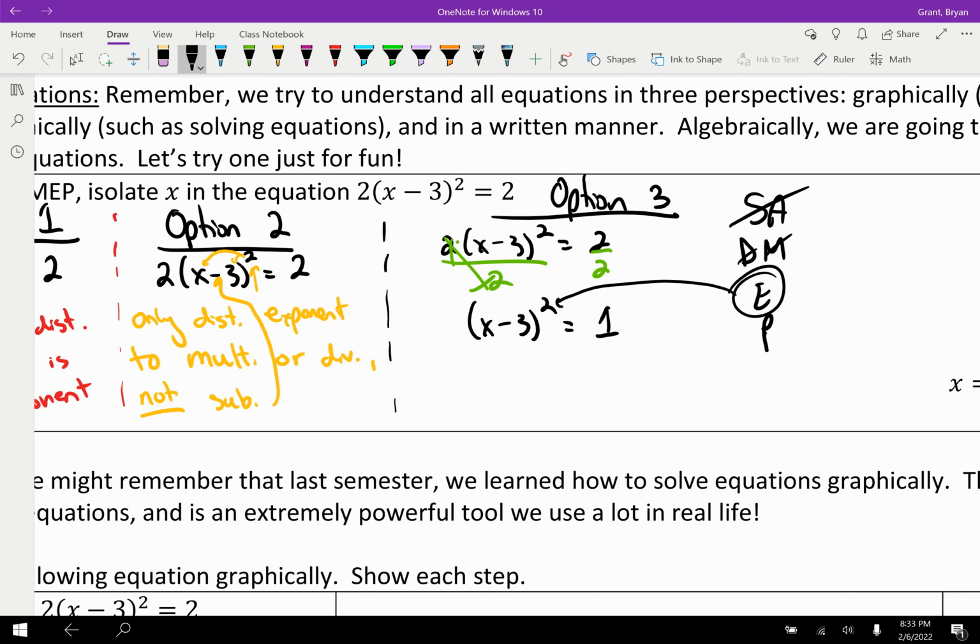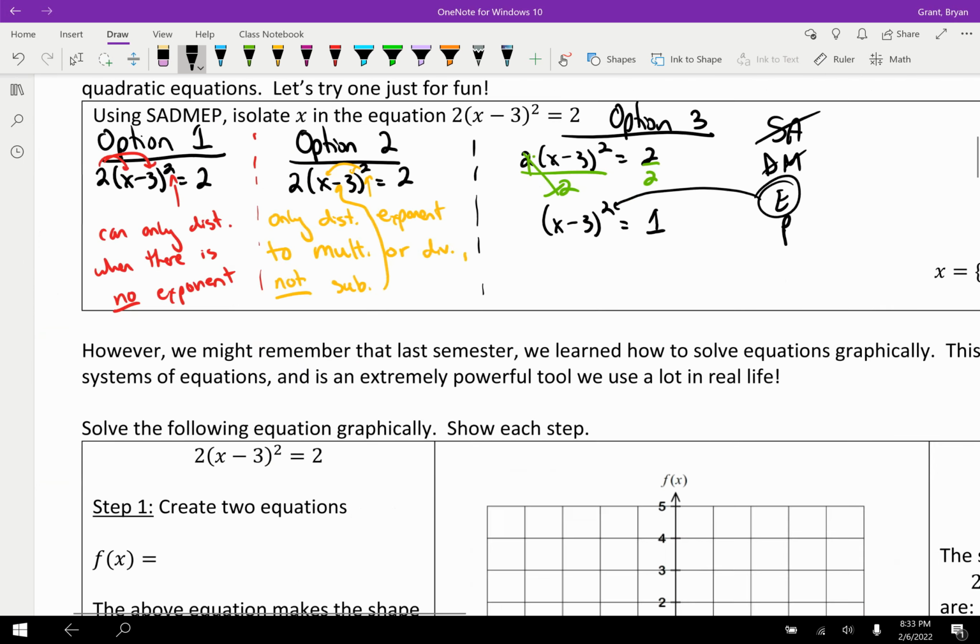Remember last unit we had an x power. We didn't know how to undo that either. We had to use some trickery. And so from here we kind of get stuck. Now again, later on in this unit, we are going to learn how to undo an exponent of 2. But for now, we're kind of up against a wall.